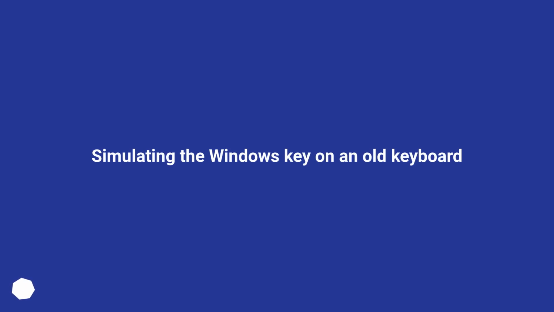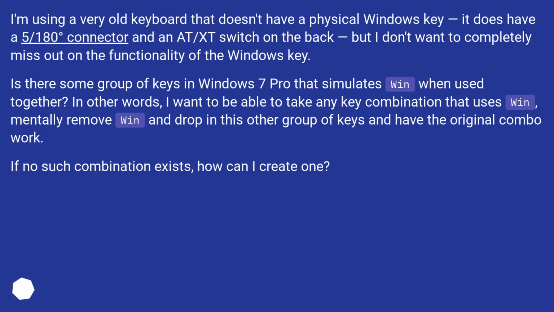Simulating the Windows key on an old keyboard. I'm using a very old keyboard that doesn't have a physical Windows key. It does have a 5-pin DIN connector and an XT/AT switch on the back, but I don't want to completely miss out on the functionality of the Windows key. Is there some group of keys in Windows 7 Pro that simulates Win when used together?